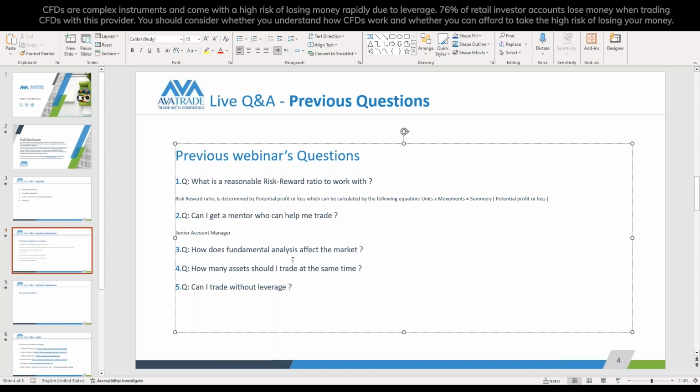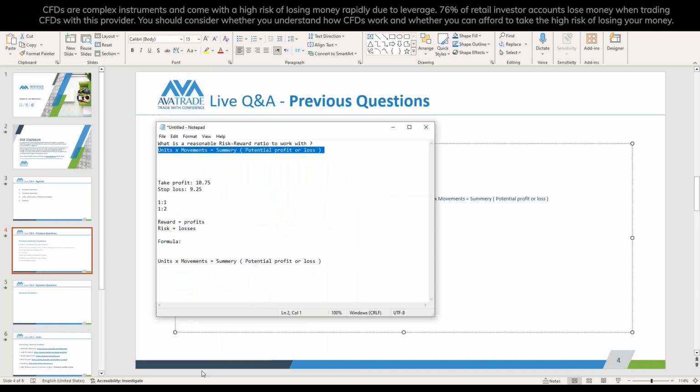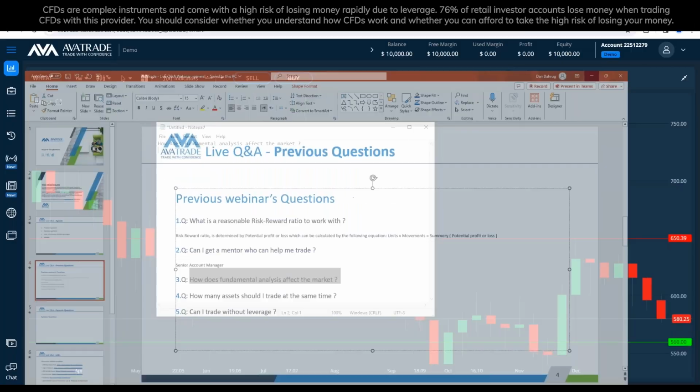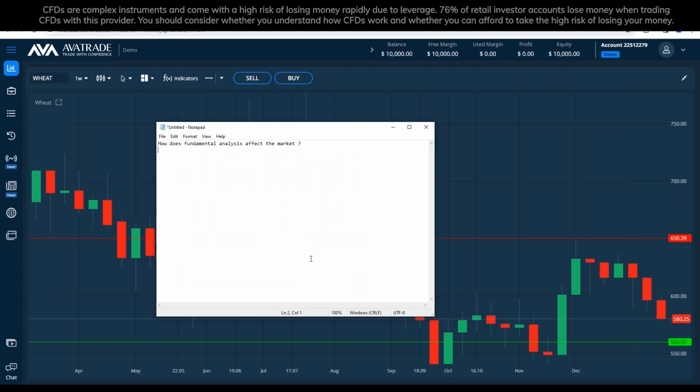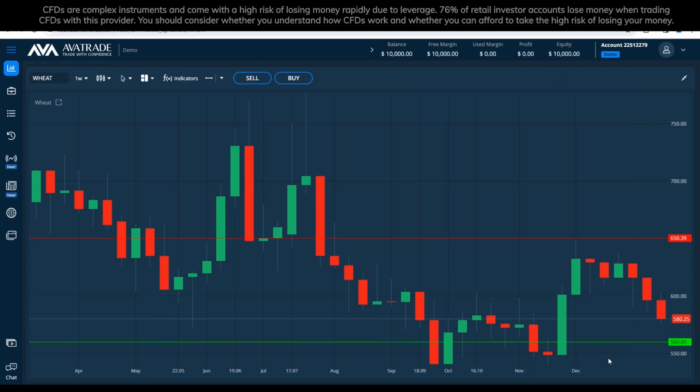How does fundamental analysis affect the market? That's an interesting question. So how does it happen, guys? And why should I bother analyzing fundamentals? Why can't I just look at the chart here and say, because I have a bunch of maybe 5 candles down, excluding this guy, so I think it can potentially go down here? Why can't I just do that? Okay, so let me show you.